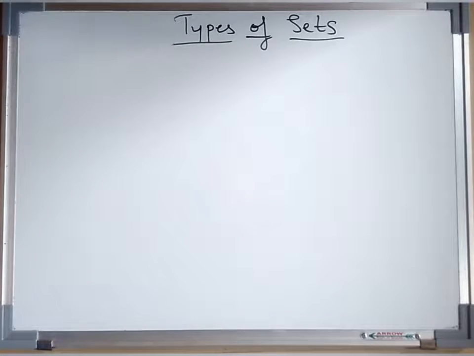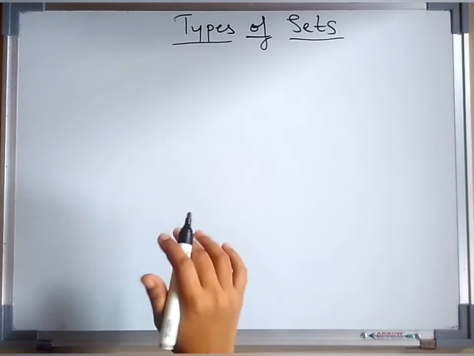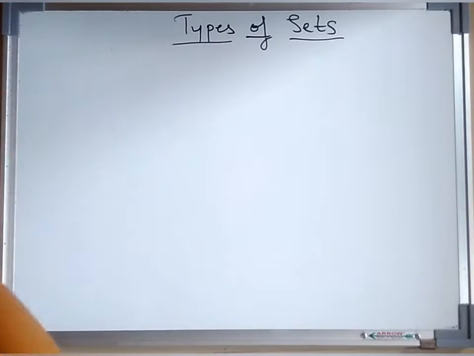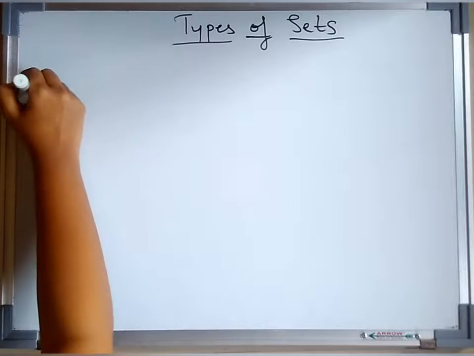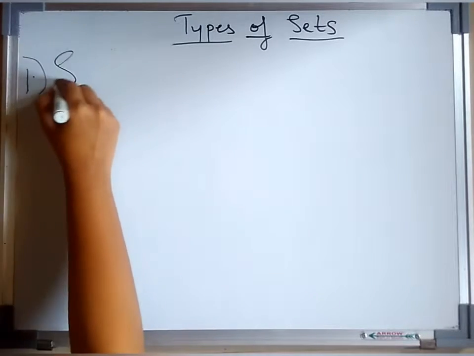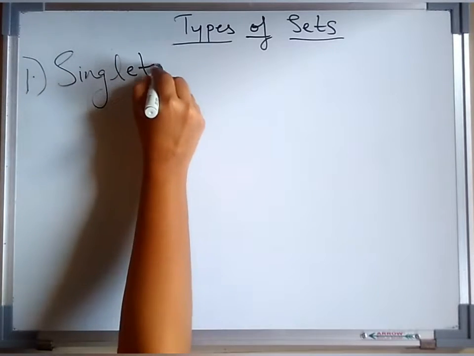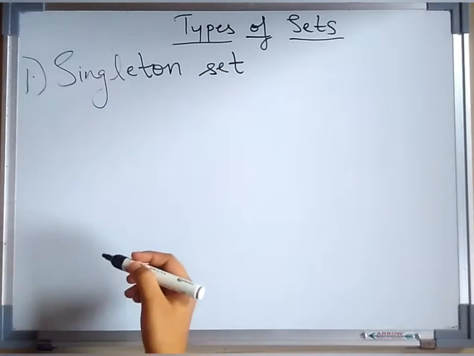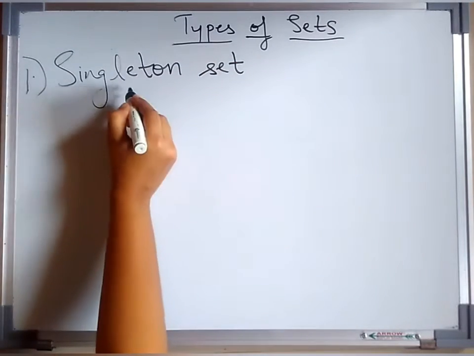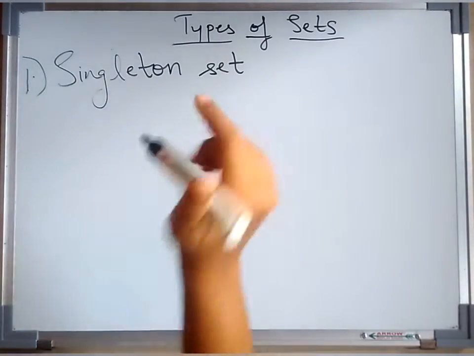Friends, in this video we will learn different types of sets. The four basic types of sets. The first one is singleton set. As the name suggests, single.